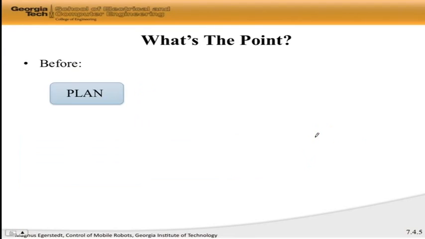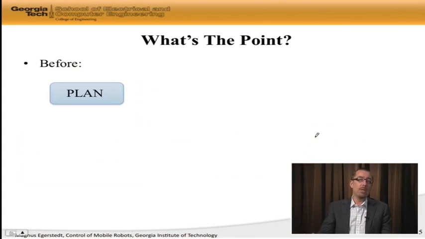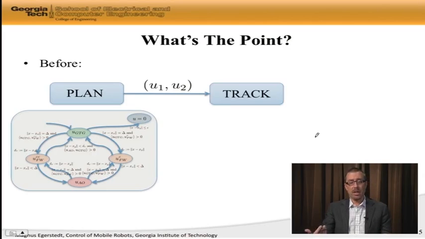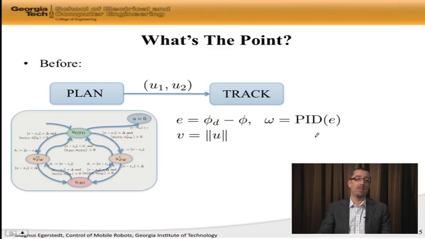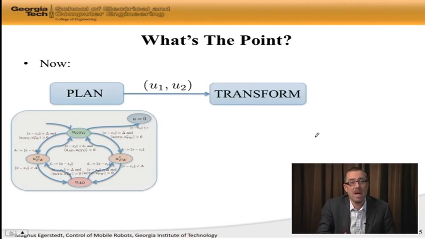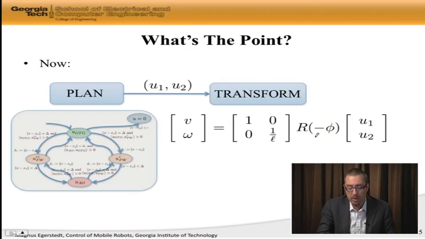So what does this mean? It means that before we had a planner, we used our complicated navigation algorithm to spit out u1 and u2, right? And then we had a tracker, and in our case, we used a PID tracker for the heading and simply set the velocity equal to the magnitude of u. And from that, we got V and omega out. Well, now we don't have to deal with trackers. We've actually replaced the second part with a transformation of the unicycle, where we're simply saying that V and omega are these two matrices times u1, u2.